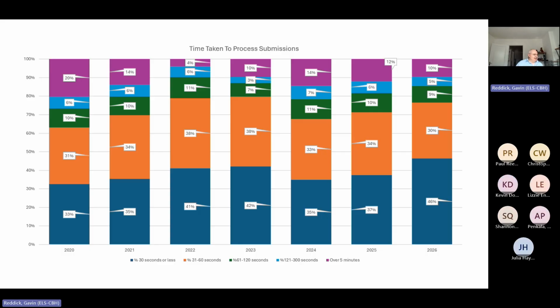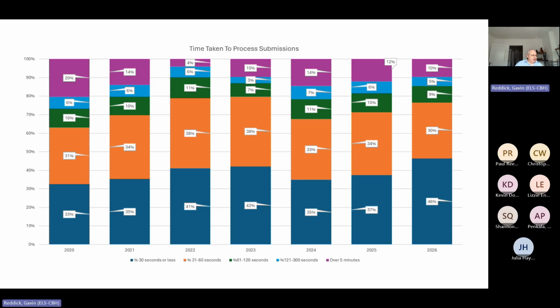And so you can see across the dark blue, the percentage of awards that took 30 seconds or less. You can see in Q1 2026, 46% of submissions were processed in 30 seconds or less. So that's the lockout time. And another 30%, 60 seconds or less. So together, that means more than 3/4 of submissions were processed in less than a minute overall.